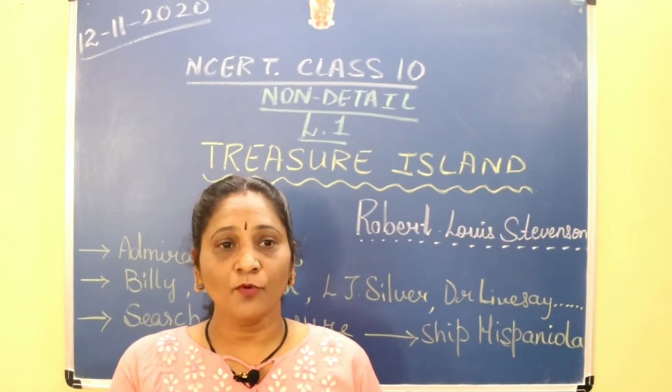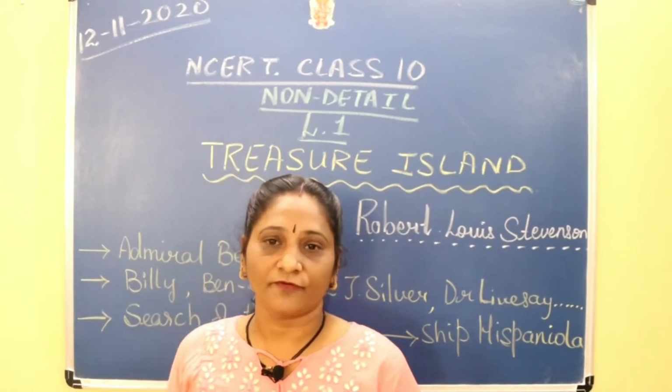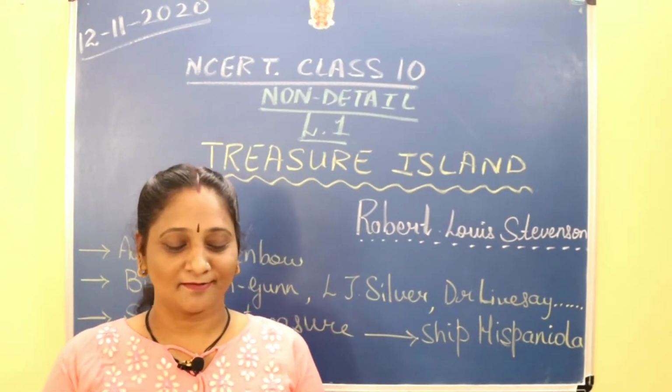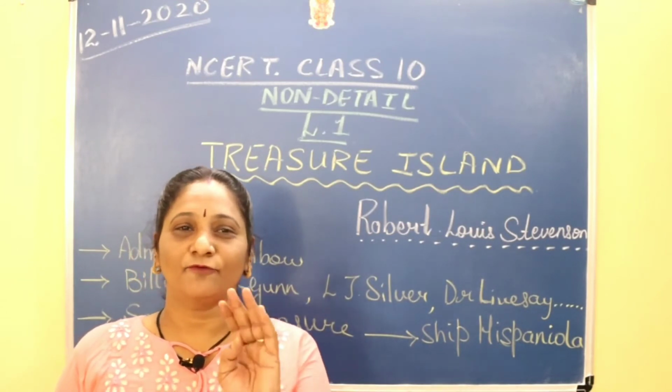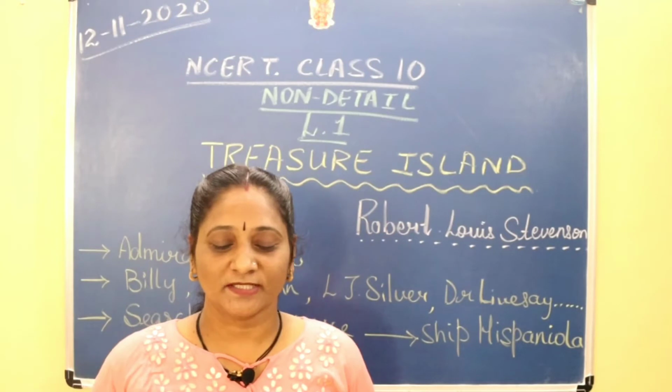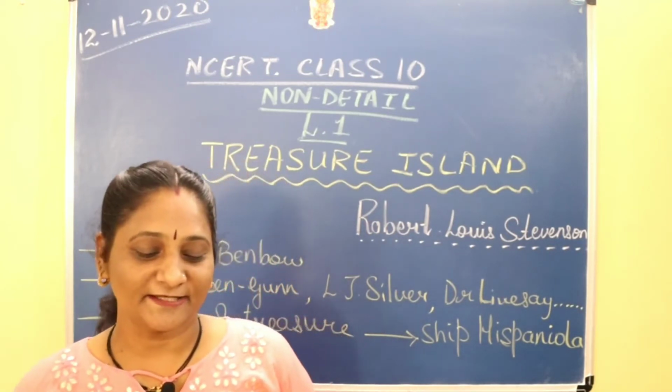Jim found a bundle of papers wrapped in oilcloth. He took it as payment for his service because Billy had given him four pence only once. After that he had served him for so many days. So he says, I will take this paper for my service.